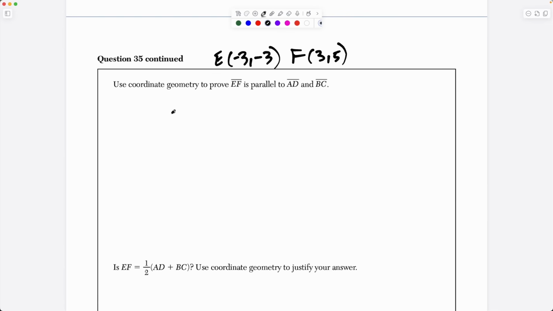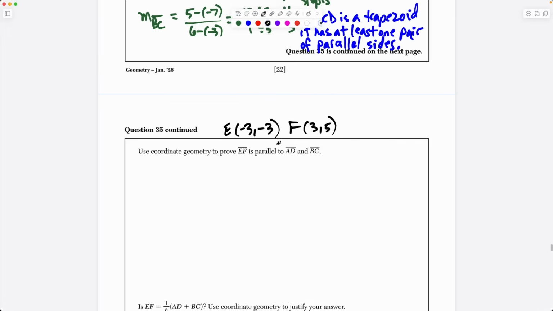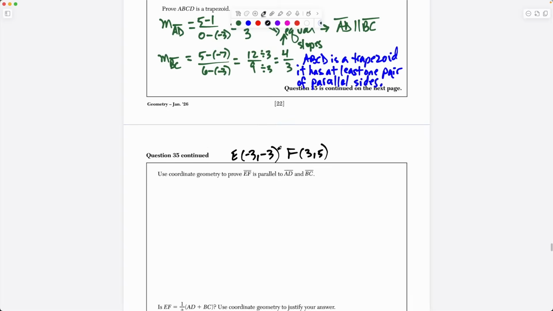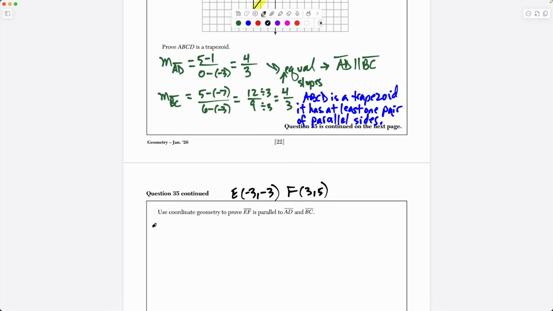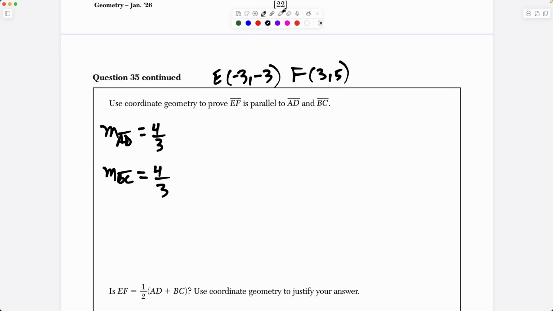And what we also found in the previous part, let me just zoom back to what we found a moment ago in the first part, was that the slope of AD was equal to 4/3, and the slope of BC was also equal to 4/3. So in this part here, if our goal is to show that EF is parallel to AD and BC, we want to show that the slope of segment EF is the same as the slope of the other segments. So let's go ahead and find that.